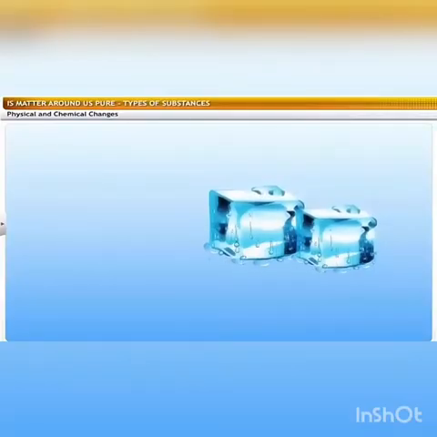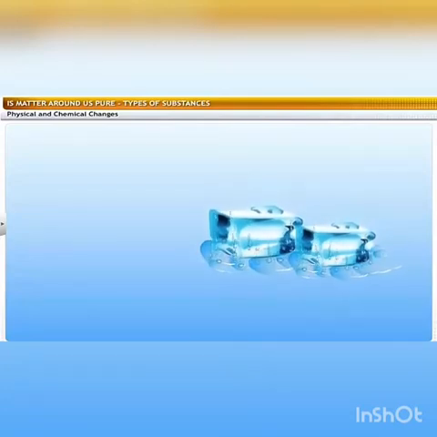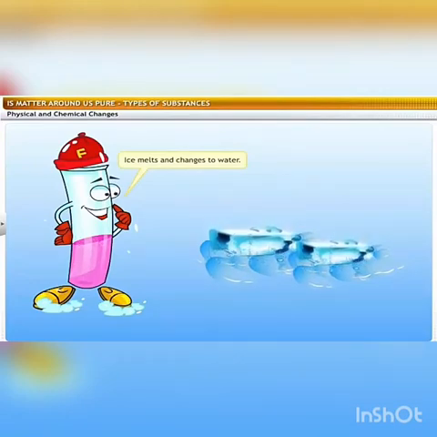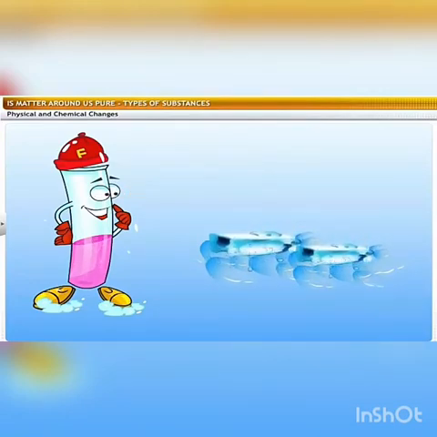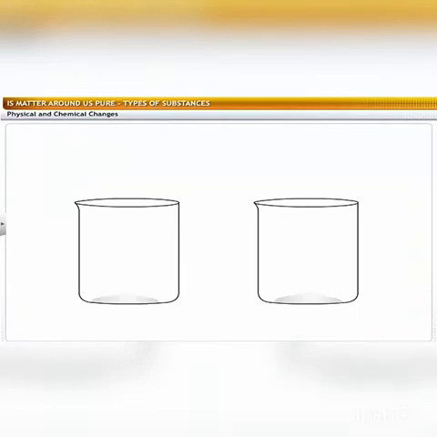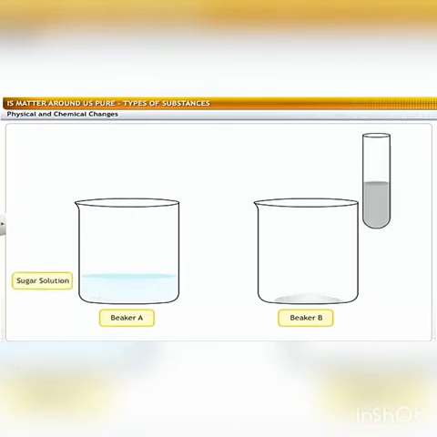Have you ever observed an ice cube kept outside the refrigerator for some time? Ice melts and changes to water. Yes, there is a change in the state of the ice cube. Now, let's do a small experiment. For this, we need to take 2 beakers with 20 grams of sugar and label them as A and B. Let's add some water to beaker A and stir it. In beaker B, we will add a little sulfuric acid.